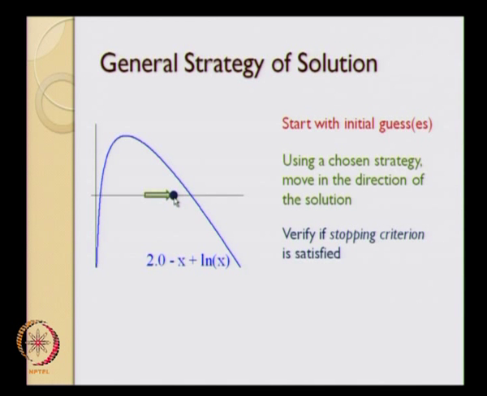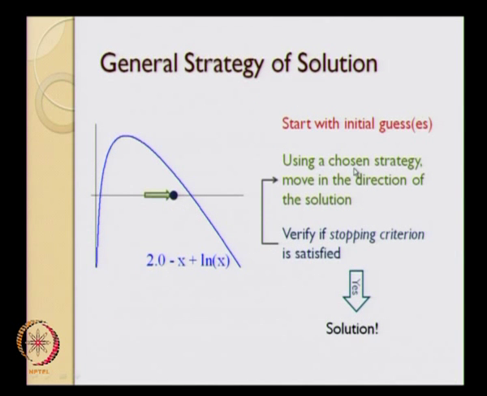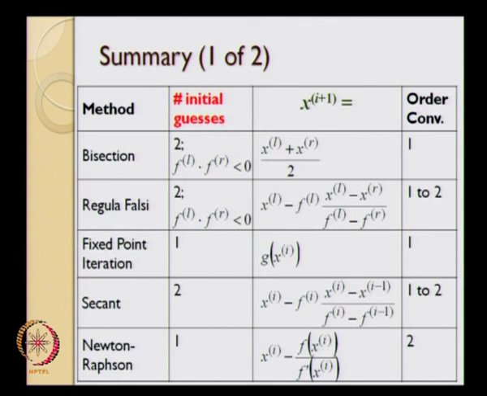In this particular case the stopping criterion is not satisfied, so we go back, use this chosen strategy to move in the direction of the solution, and we do that repeatedly until the stopping criterion gets satisfied. When it does, we have the solution that is available. We have looked at 5 different methods for how, given xi and xi minus 1, to go on to find xi plus 1.